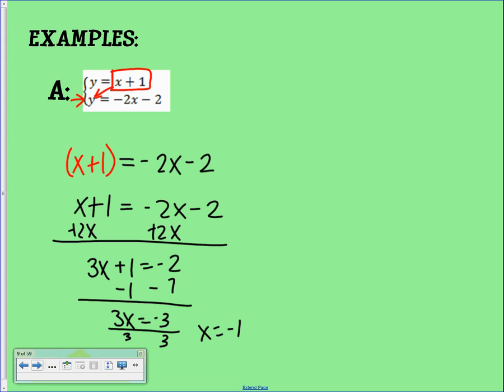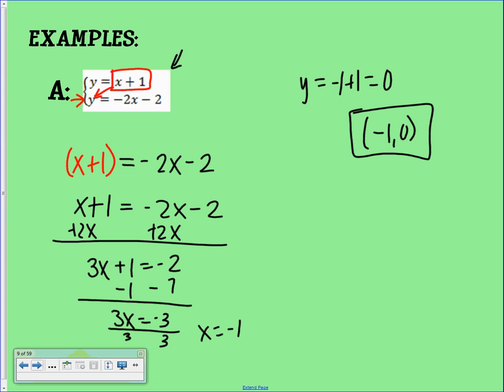Now I also need the y coordinate. I have two equations in my system up here, and I can pick either one. I'm just going to pick the first equation. So I've got y equals x, which I now know is negative 1, plus 1, so my y value is 0. So my ordered pair is negative 1, 0. Okay, so let's try another one.